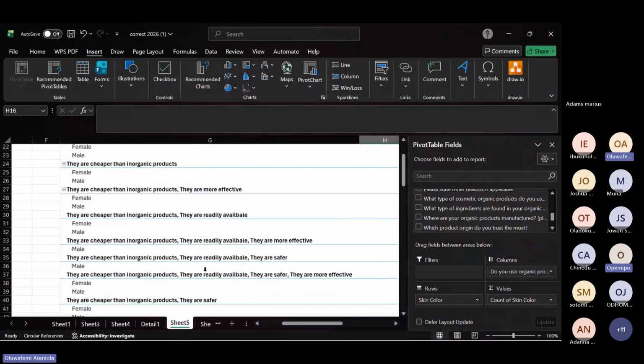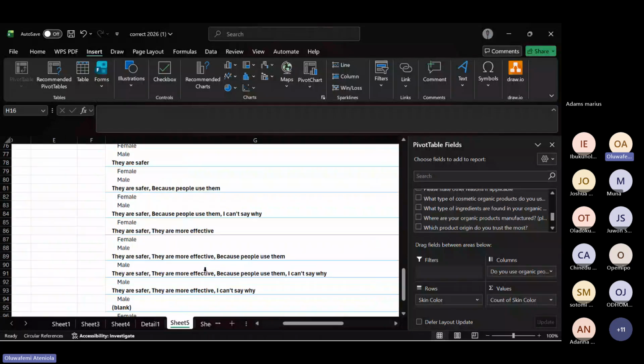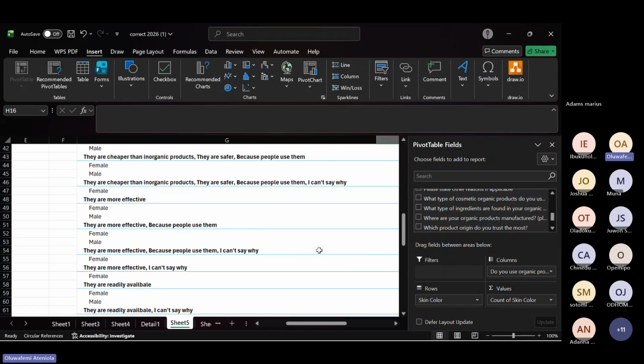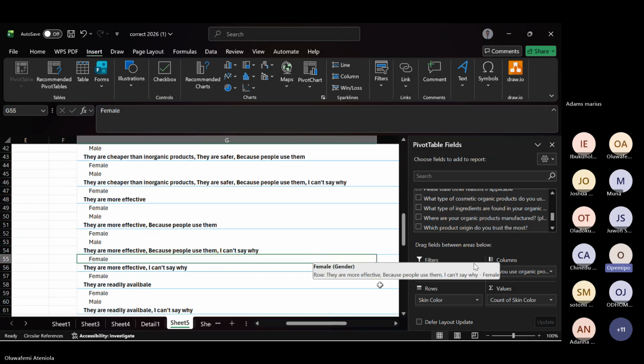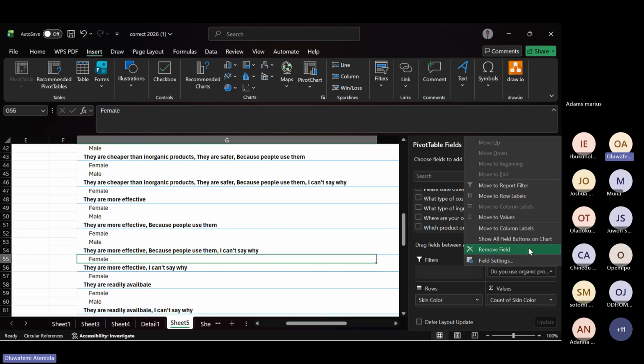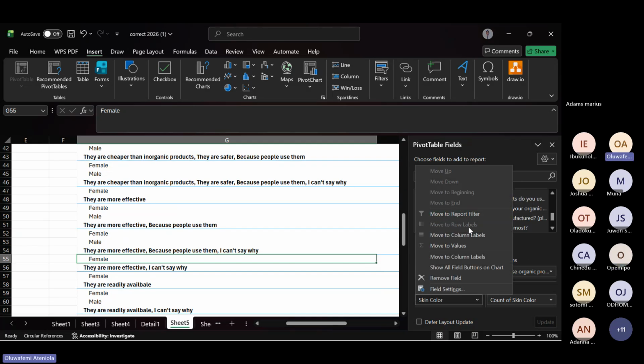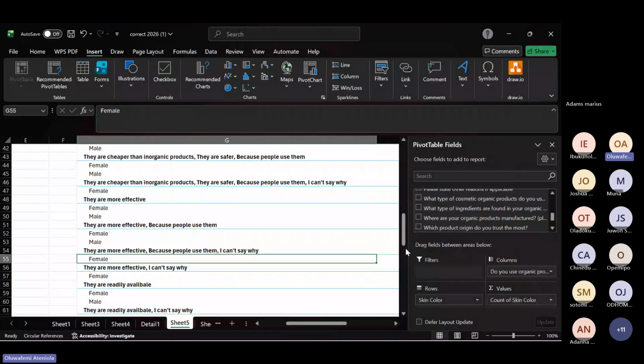They are cheaper to use. These responses are quite ambiguous, so we cannot visualize that with this. I was going to say Power BI would have been the best option for them. Any question, please? Or we go back to cleaning the data sets to make more sense. So remove field. All of these are not working at the moment.